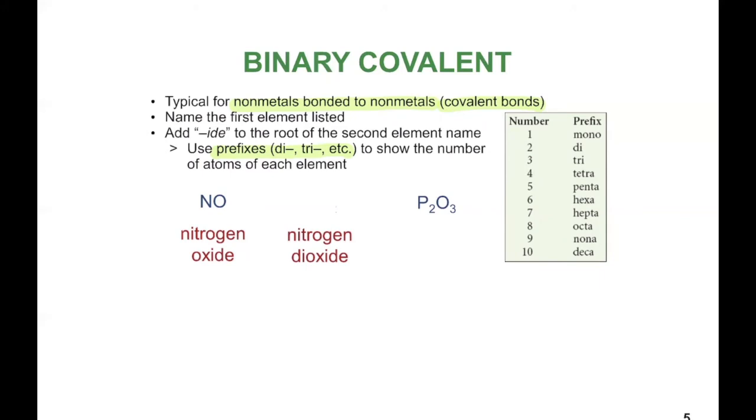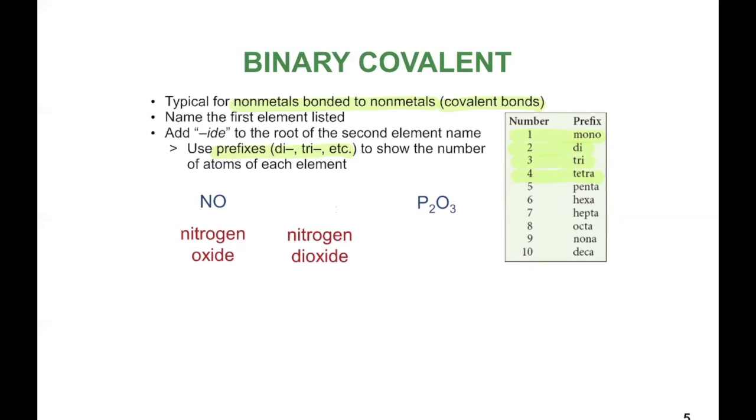If we have a single, it's mono. If we have 2, it's di. If we have 3, it's tri. 4 is tetra, and so on. So if we look at the first example, if we are given NO, then we can name that nitrogen oxide. There's just one of each. You don't have to put the mono in. So that example is just nitrogen oxide, NO.